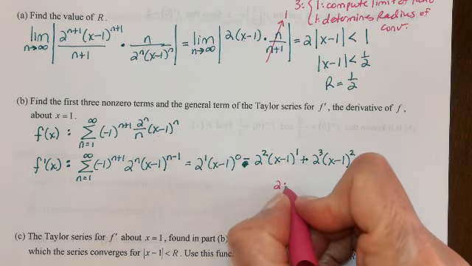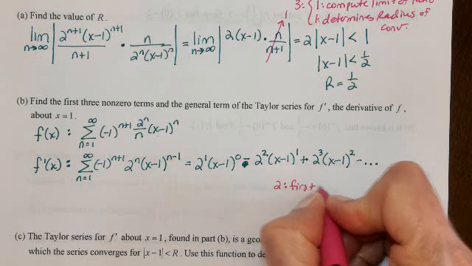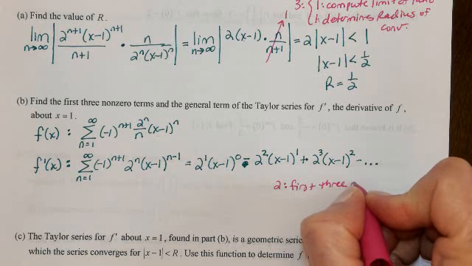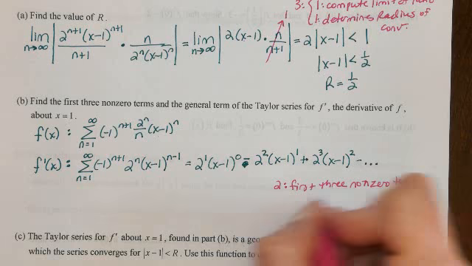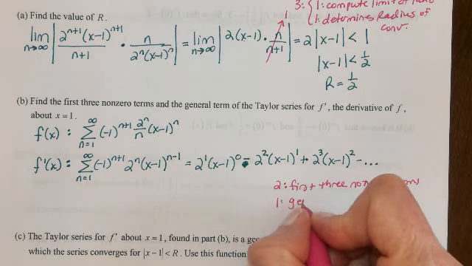This was worth 2 points for the first 3 non-zero terms, and 1 point for the general term.